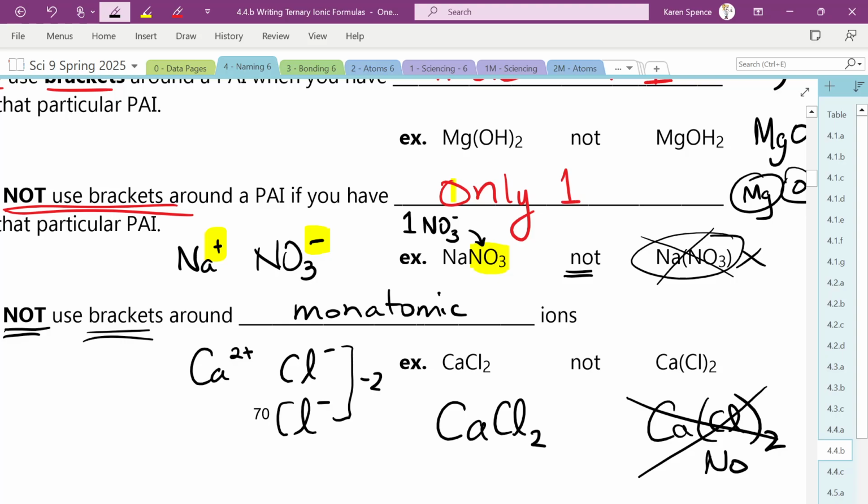So let's try a couple of examples once you've got that written down.